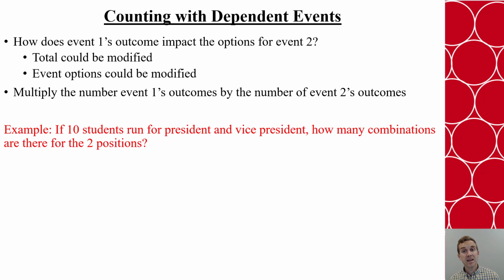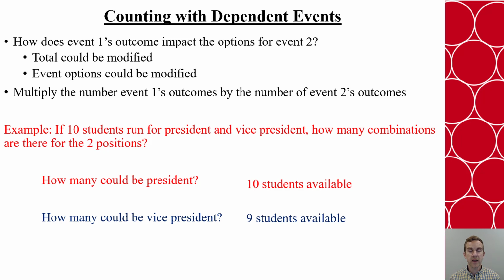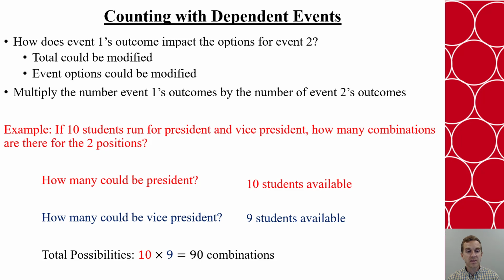For example, say that we have 10 students that want to run for president and vice president, and we want to know how many combinations there are for those 2 positions. So first start with, how many could be president? Well, there's 10 students available. Once the president is chosen, how many could then be the vice president? If the president is gone, that leaves me with 9 students available, because you can't be both president and vice president. That means that the total number of possibilities will be 10 times 9. That's the dependence. The vice president was dependent upon the president.